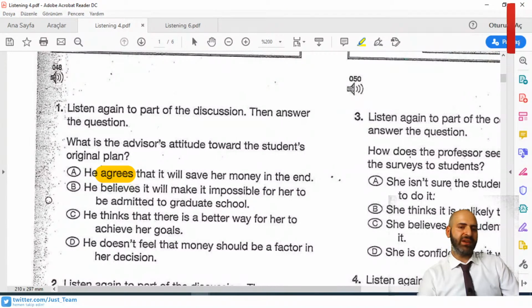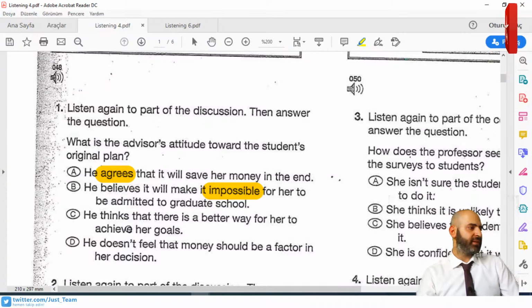B says he believes it will make it impossible for her to be admitted at graduate school. Of course, no. Totally the opposite. The teacher says that it will be easier for her. With his new plan, this does not mean that with the original plan it is impossible. When someone says this is better, it doesn't mean the other one is impossible. Okay, so impossible here is an incorrect answer.